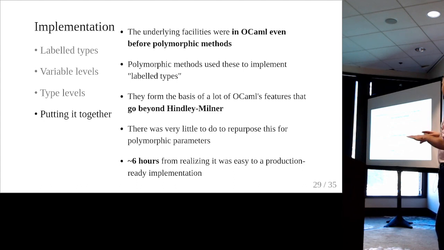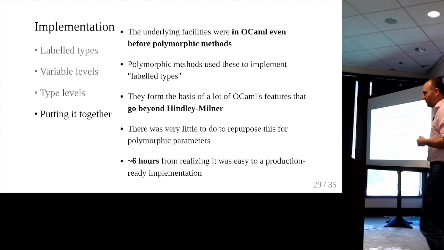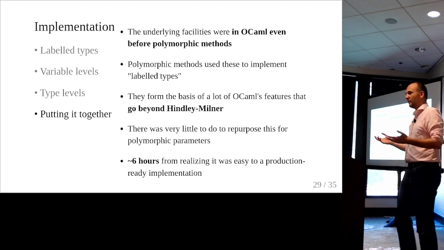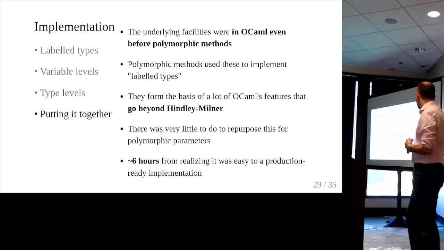There was very little to do to repurpose this for polymorphic parameters. It was about 6 hours from realizing it was easy to do to a production-ready implementation, which we rolled out into Jane Street, and it's been used for about a year. There have been no complaints, so either it works very well or no one is using it. It's kind of hard to tell the difference.